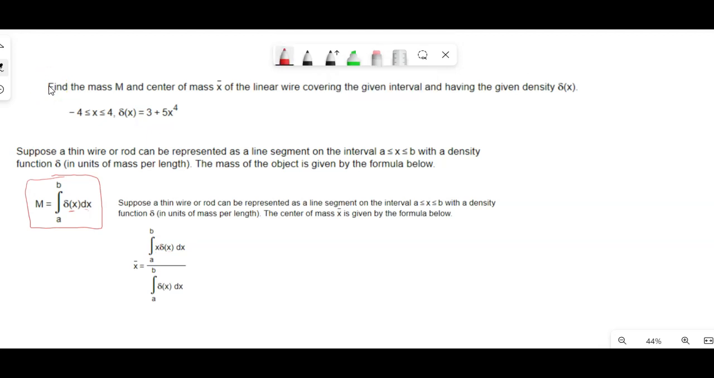The first thing we need to be able to do is multiply this by x. We're going to multiply that by x for the calculation for the center of mass. So that's going to be x times 3 will be 3x plus another x here would be 5x to the fifth. That's going to be part of our numerator. So this is in two parts. Part one is find the mass. So we're going to integrate between -4 and 4 of the original function, 3 plus 5x to the fourth dx.